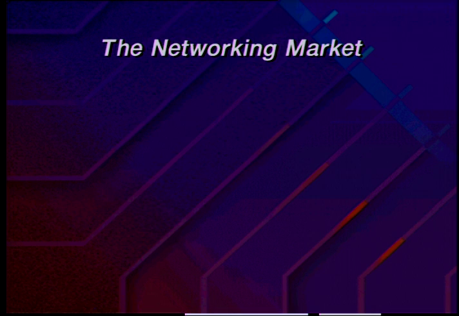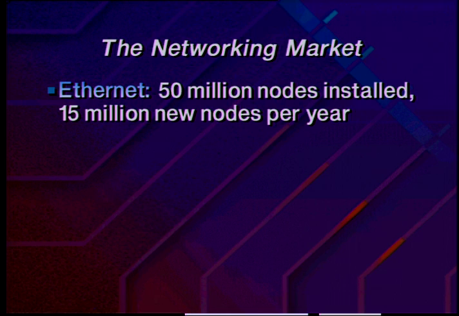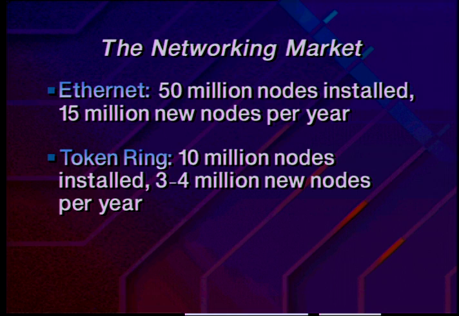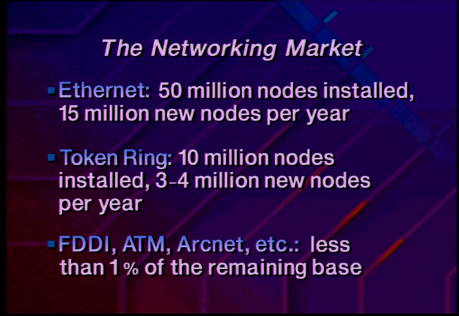Ethernet has been phenomenally successful over the years. The current install base of Ethernet is around 50 million nodes or so, and the new shipment rate is roughly 15 million nodes per year. This compares to Token Ring, which is the next largest networking topology. Token Ring has an install base of roughly 10 million nodes, and an annual shipment rate of around 3 to 4 million nodes. All other networking topologies, for example, FDDI, ATM, ARCNET, and the other various and sundry networks account for less than 1% of the remaining shipment rate and install base.